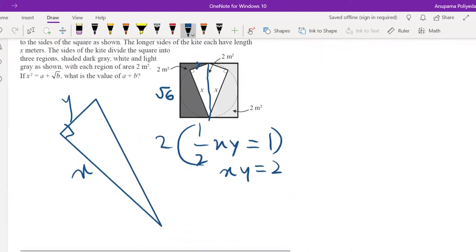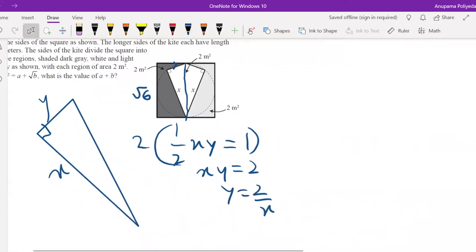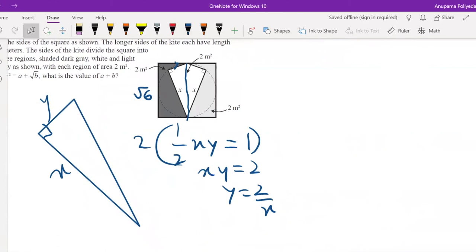And because we want to find x, let's define everything in terms of x. So y equals 2 over x. And now we can use the Pythagorean theorem. So the diagonal of the kite and the hypotenuse of the triangle is root 6, because it's just the side of the square. So we can set up x squared plus (2 over x) squared equals 6.